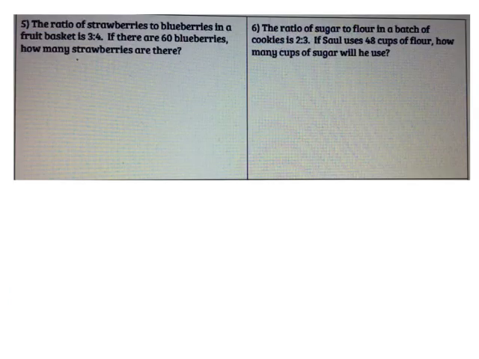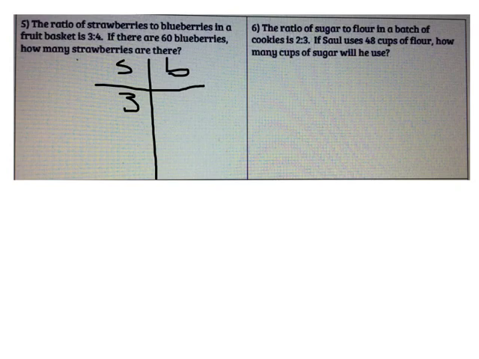Now let's answer a couple ratio problems. The ratio of strawberries to blueberries in a fruit basket is 3 to 4. If there are 60 blueberries, how many strawberries are there? I can use a ratio table to answer this question. I know that I can multiply by the same amount up and down the table on each side to find an equivalent ratio. So first I need to figure out what did I multiply 4 by to get to 60.